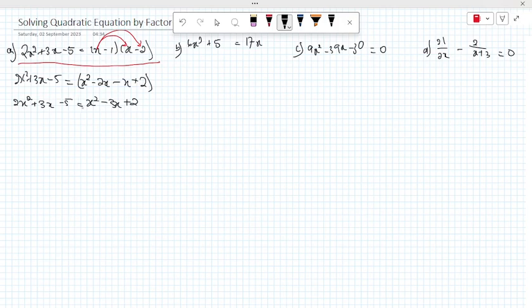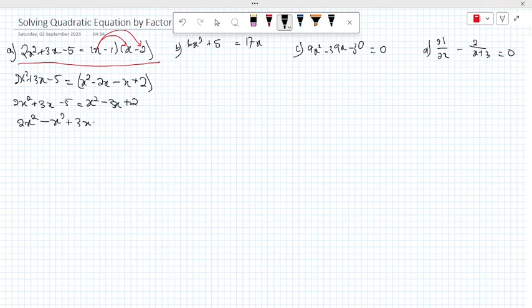Now what you need to do? We see that on the left hand side we have x squared, and also on the right hand side we have x squared, right? So let's simplify that. It's gonna be 2x squared. When x squared jumps the equal sign, what does it do? We change the signs, from being a positive to being a negative. So it's gonna be minus x squared.